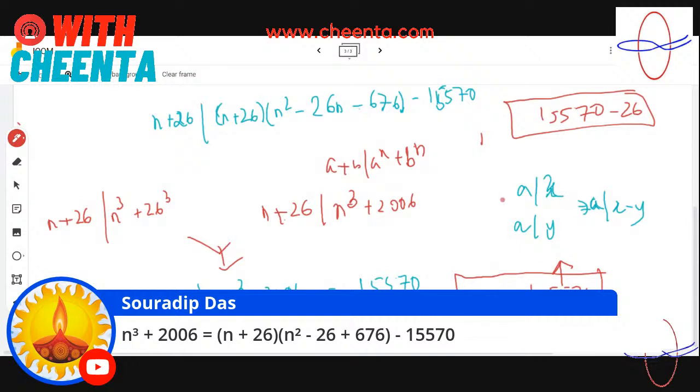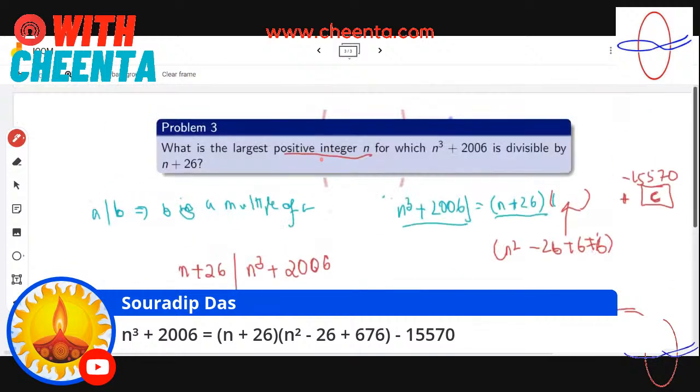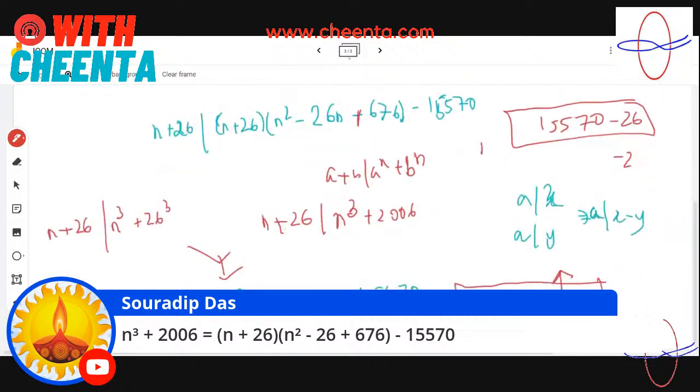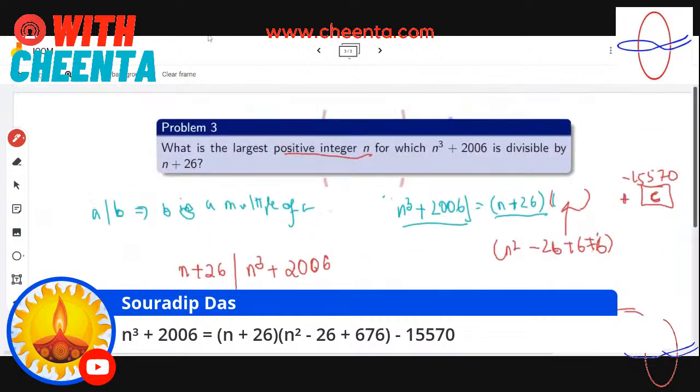And what will be the smallest possible answer? Just find the smallest divisor of this that minus 26 is greater than 0, because n is a positive number. All of you understood it, guys? Any doubts, guys?